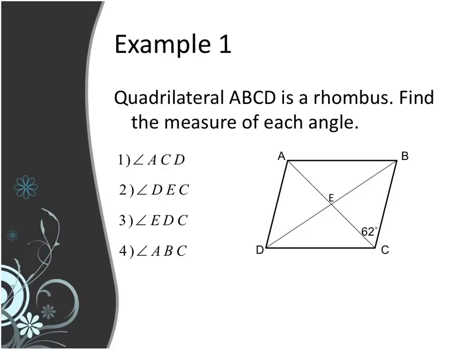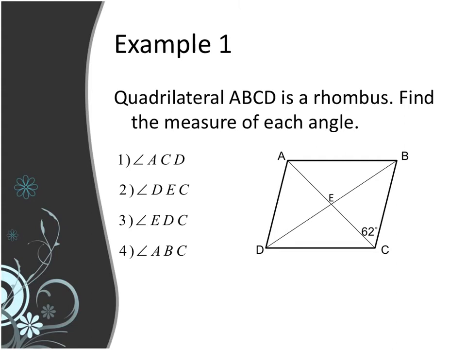Okay, quadrilateral ABCD is a rhombus. So I know it's a rhombus. It gets everything that a rhombus gets. It gets everything that a parallelogram gets because this is a parallelogram. Every rhombus is a parallelogram. Is every rhombus a square? No. Every square is a rhombus, but not every rhombus is a square. That's what our diagram shows us.